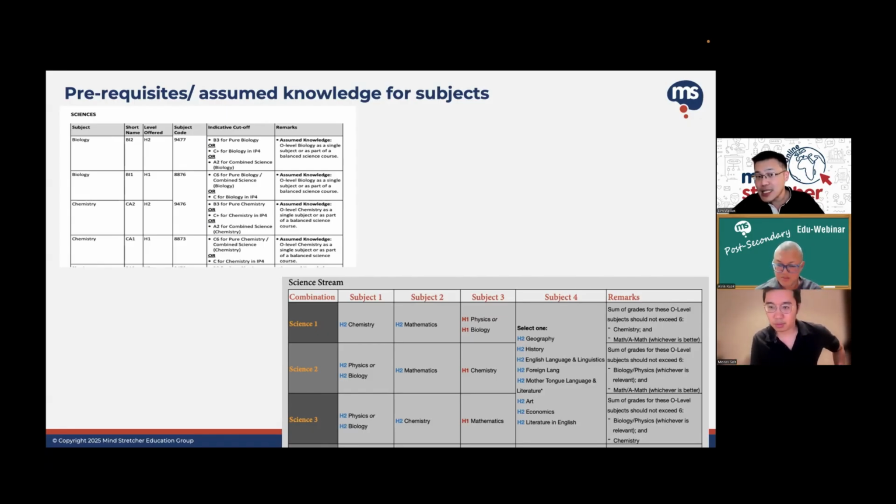So generally, you can see here, if you look at it, I have two screenshots here. It's actually from two different schools. One is TJ and one's NJ. It's just to give you a snapshot. So the one on the left is TJ. The one at the bottom right is NJ.